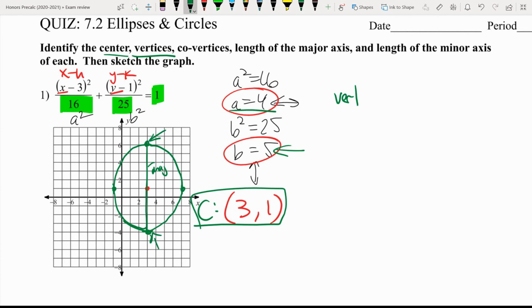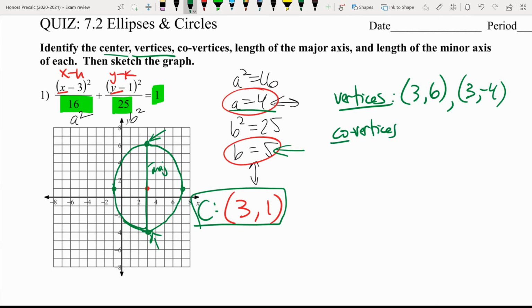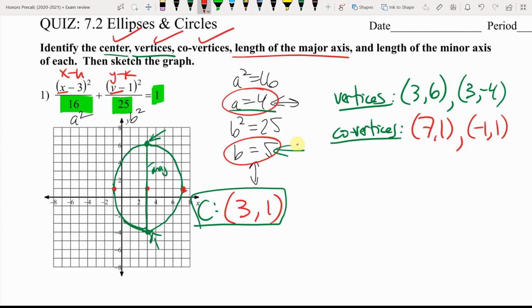So vertices, if we want to list them off, are going to be up here. It looks like it's at 3, 6 at the top, and then at the bottom it's at 3, negative 4. So our co-vertices are going to be the ones on the left and the right, here and here. All right, so our co-vertices look like one of them is over at 7, 1, and the other one is at negative 1, 1. Okay, and so we took care of center, vertices, co-vertices, length of the major axis.